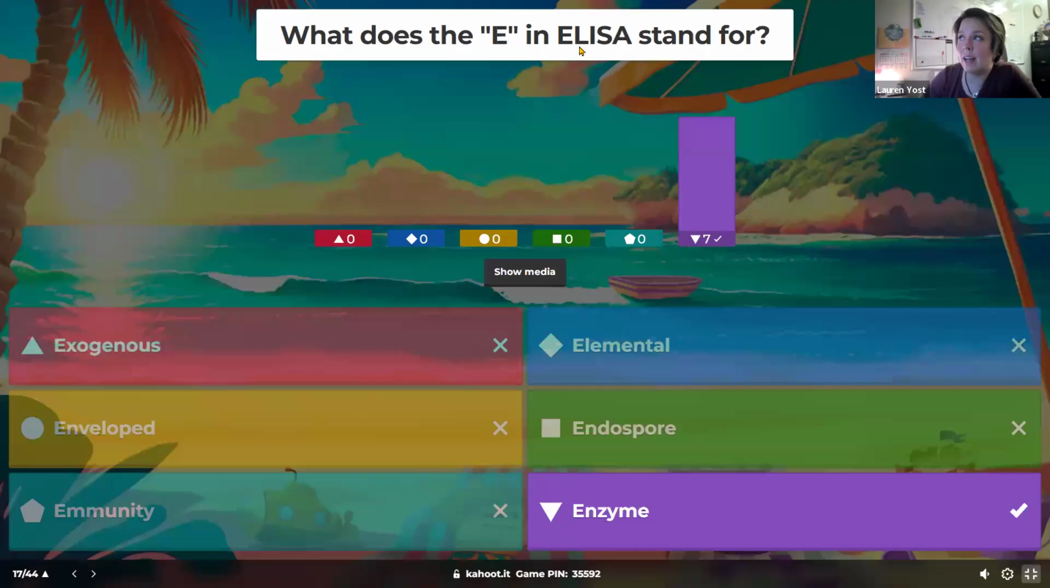Enzyme. Again, enzyme-linked immunosorbent assay. It's enzyme-linked because one of the antibodies that we'll use at the end, regardless of if you are direct ELISA or indirect ELISA, is an antibody that is linked to an enzyme that's going to cleave a substrate, right? So that's why it's enzyme-linked.